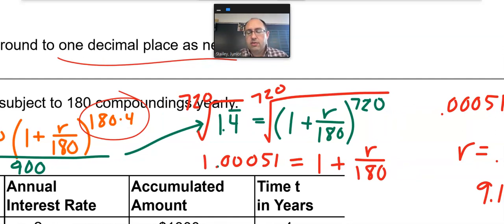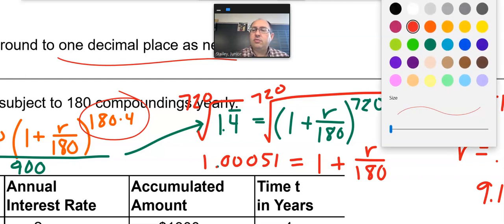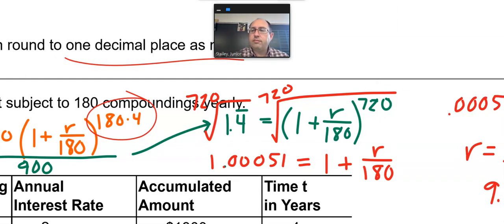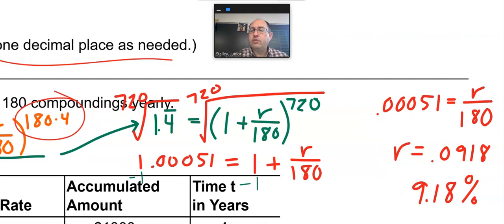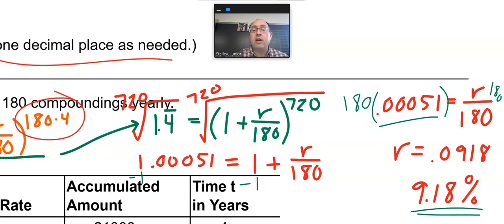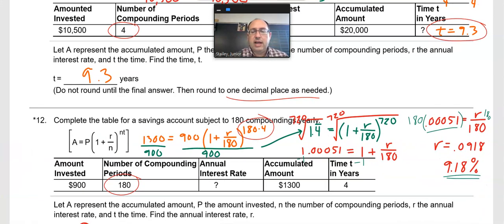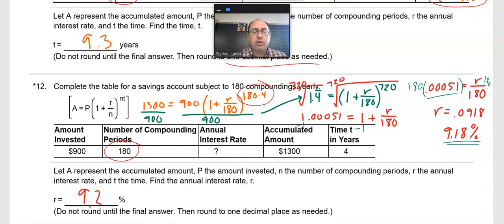blah, blah, blah. So first thing I did was I subtracted a 1 from both sides, right? Took a 1 away there and 1 away there. That gave me 0.00051 equals r over 180. Of course, I multiplied by 180 on both sides, right? And when I did that, I got my answer of 0.0918, which can be converted to a percentage by moving the decimal 2 places to the right. So, to the 10th, that would be 9.2%.